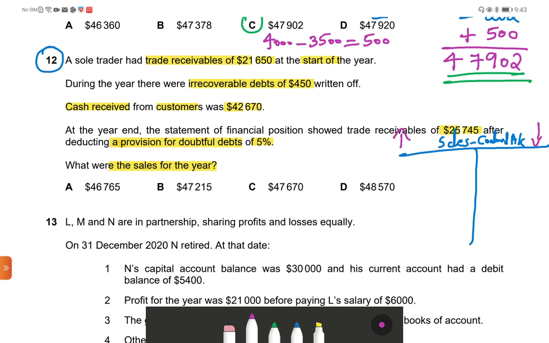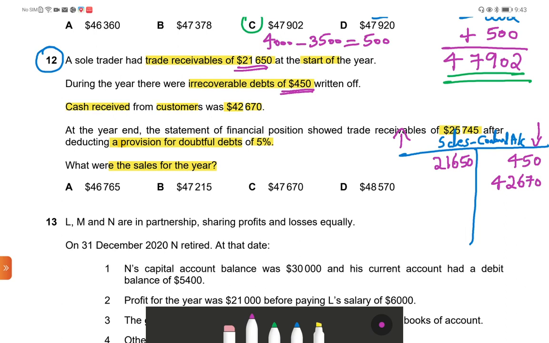So here, opening trade receivable 21,650 on the debit side. Then bad debt. Bad debt is decreasing the debtors, so it's on the credit side, 450. Then cash received from customers. When the customer pays the money, that is decreasing the total debtors amount. 42,670.